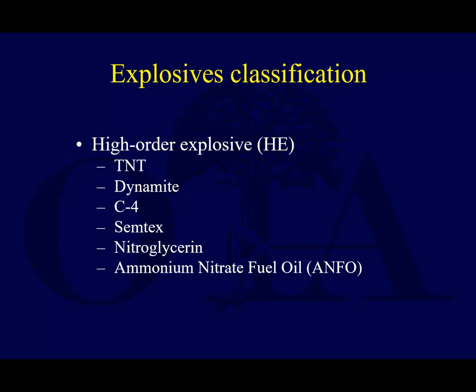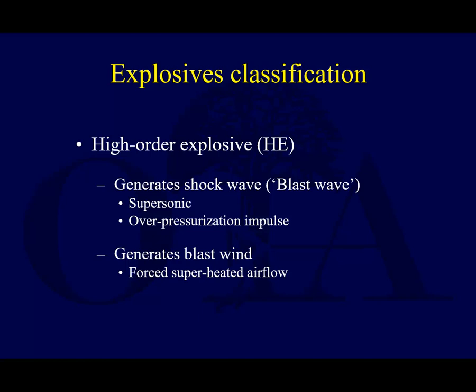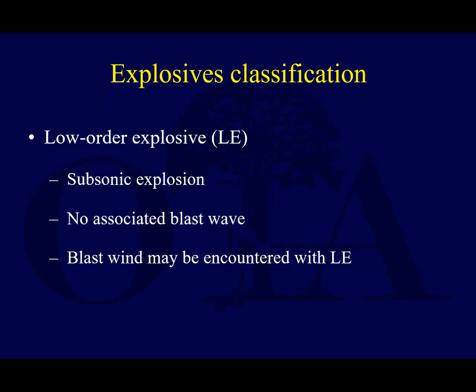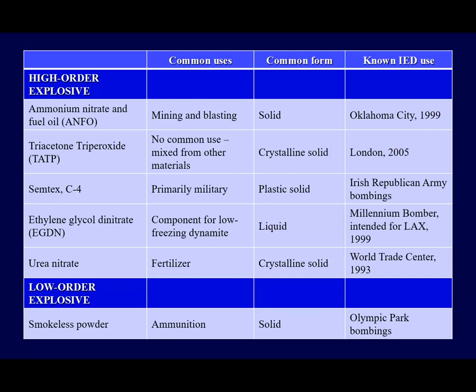They generate a shock wave, blast wave, and essentially these are supersonic, and you get overpressurization impulse that we'll show a little bit later. And then you get this wind, this forced superheated airflow. Low order explosives include gunpowder, petroleum-based bombs, and they are a subsonic explosion. There's no associated blast wave, although you may have a blast wind with these. These are just some examples of high order and low order explosives, common uses that they're normally used for.